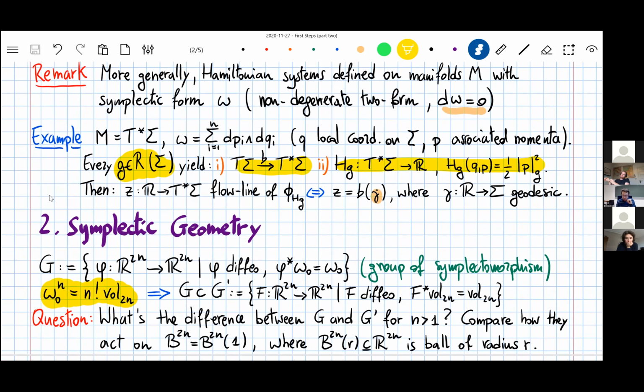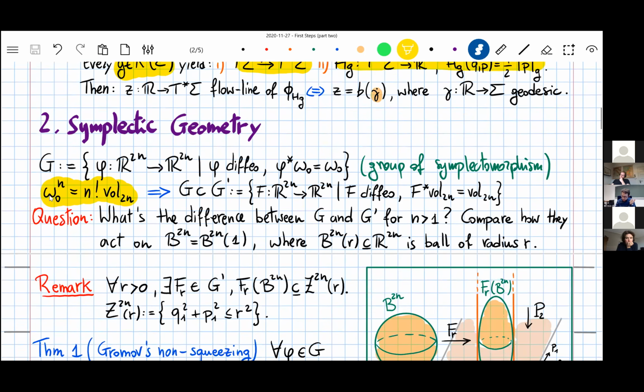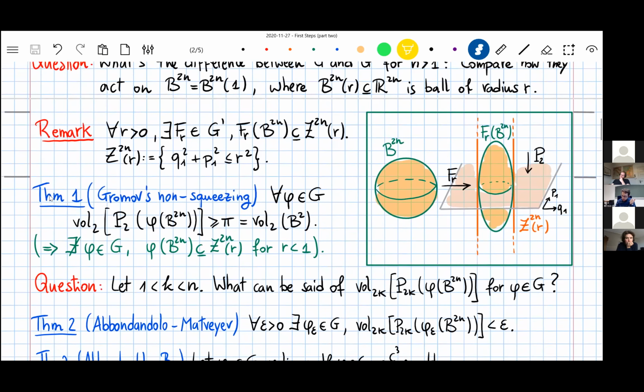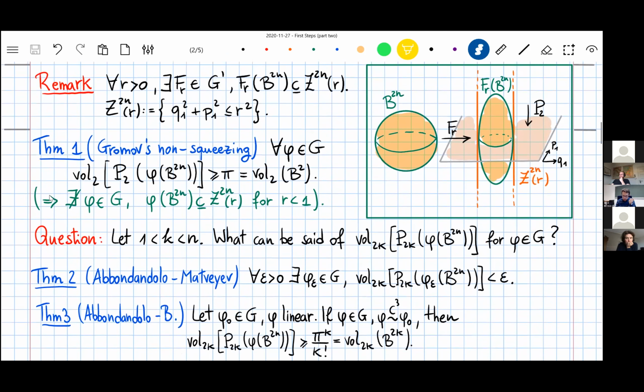So we can take the ball B^{2n} of radius 1 and see what's the image of this ball under these two groups. If you consider now the group of volume preserving diffeomorphisms, then you have a lot of freedom in what this ball can do.